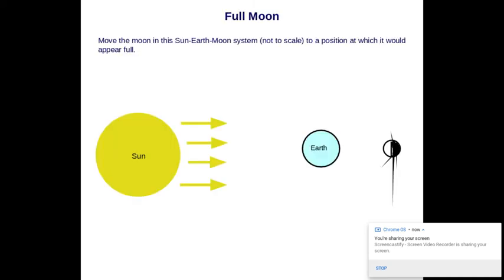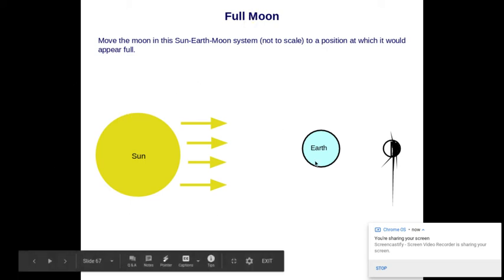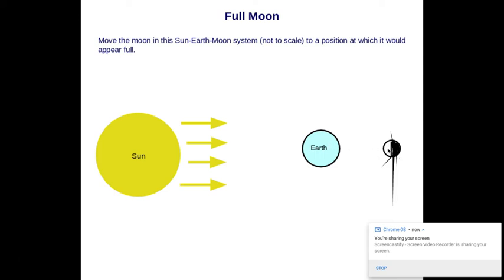Okay, now here we see the full moon. So I kind of want to explain this to you. Remember, this is not to scale. So this is the sun, the earth, and obviously this is the moon. The portion that we see when this is happening is this half right here, the illuminated half, so it looks like a full moon. We can't see this side because it's the dark side of the moon.